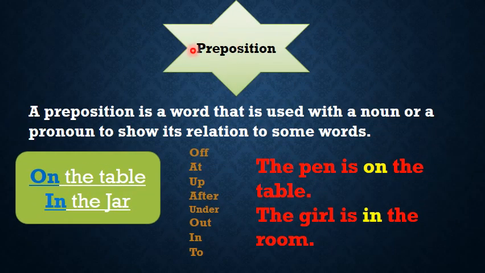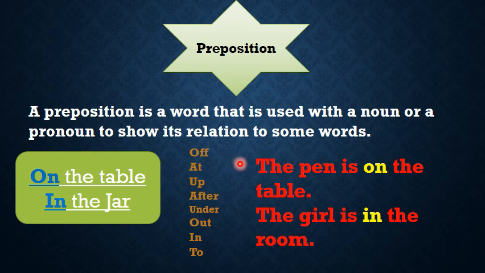Each is a preposition. A preposition is a word that is used with a noun or a pronoun to show its relation to some words. These words, which are described here, are like of, at, up, after, under, out, in, to. These words help us to show relationship in time, place, and position.